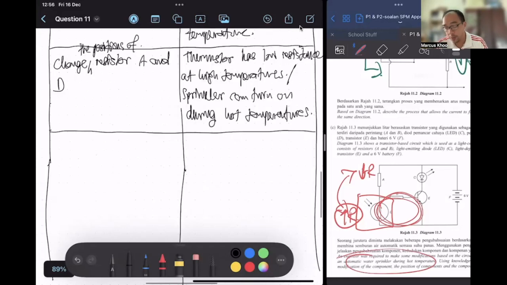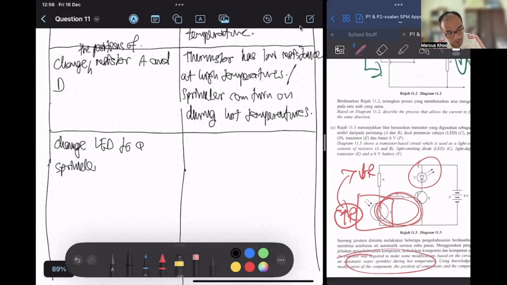Now, the third thing that we need to know is, of course, we have to change this one. The LED, because the LED is pointless. We want a sprinkler system. So change the LED to a sprinkler system. Okay, of course, that's the most natural one. So change the LED to a sprinkler system.